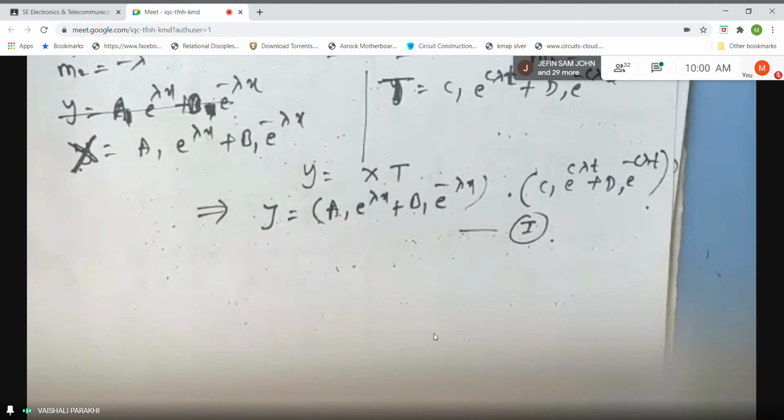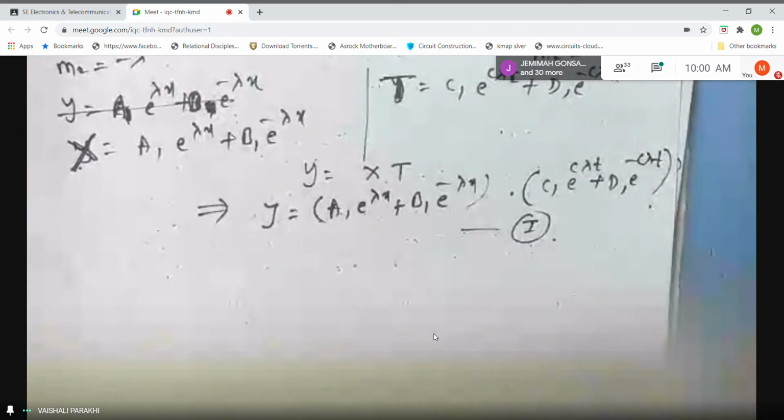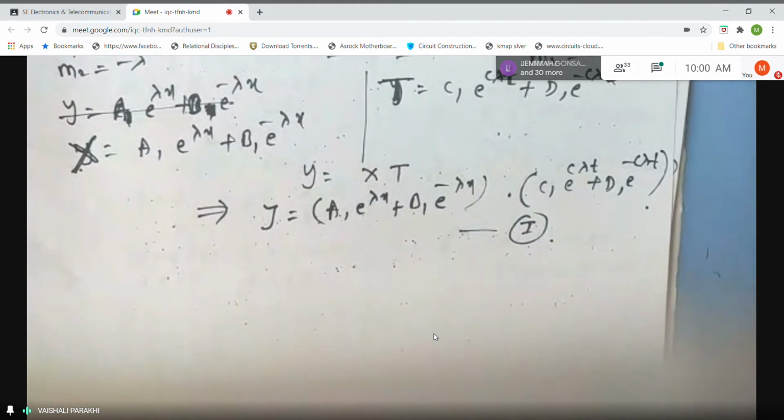Yes, any doubt, students? Anything which you have not followed? You have to sit and write down these proofs again, twice or thrice. Then you can easily remember this. The steps are not difficult, students. Okay?